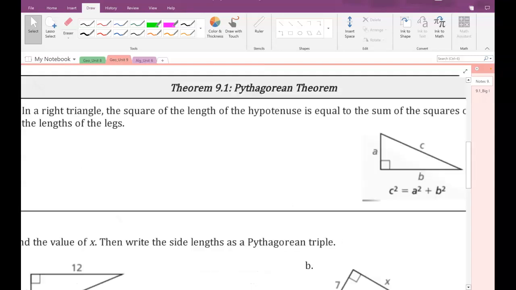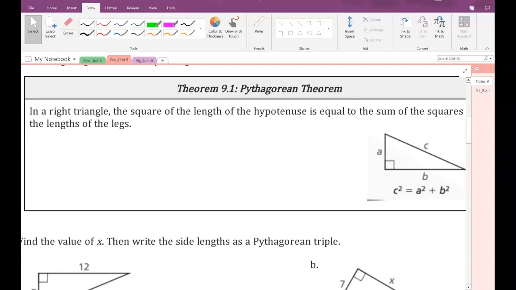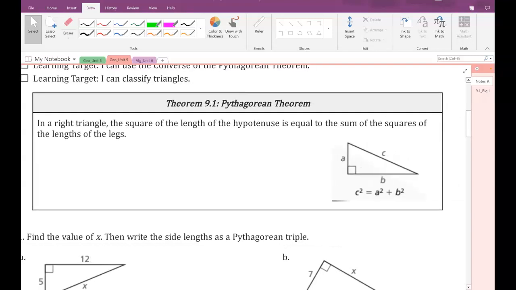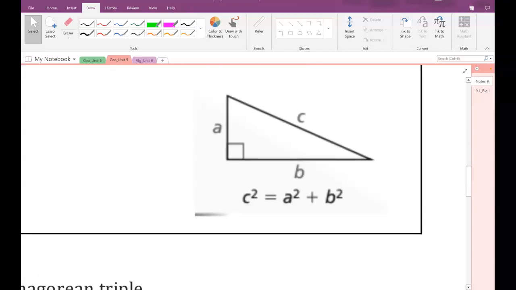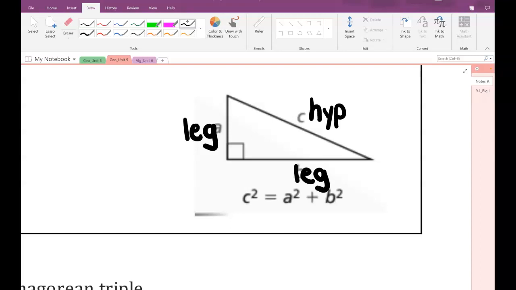Pythagorean theorem. So here's what it says. It's specifically for right triangles. In a right triangle, the square of the length of the hypotenuse is equal to the sum of the squares of the lengths of the legs. In layman's terms, that means leg A, or side A, and side B is a leg. If we square those two values, that is equal to the value of our hypotenuse squared.